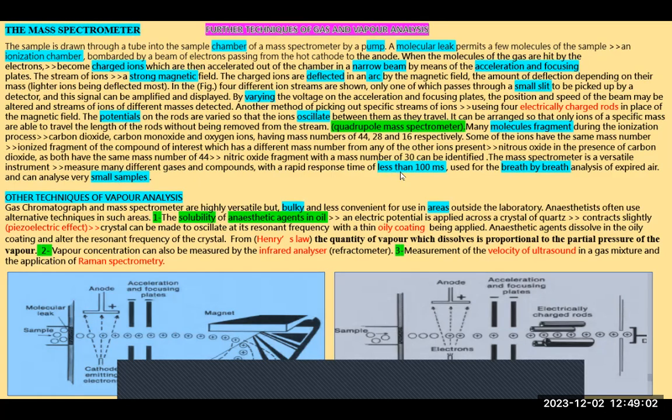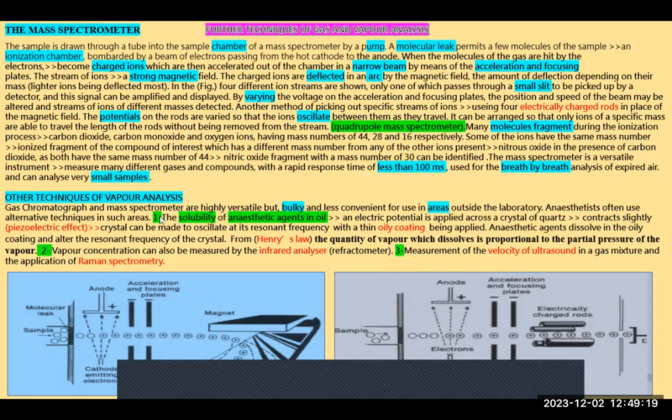The second thing is that it has a response time of less than 100 milliseconds, and it can measure breath by breath, and you only need a very small sample to estimate the amount present.